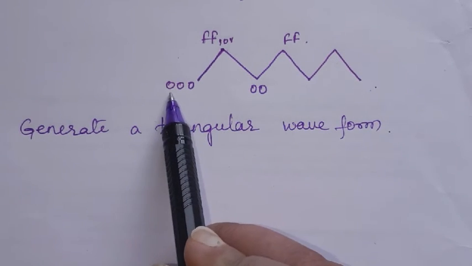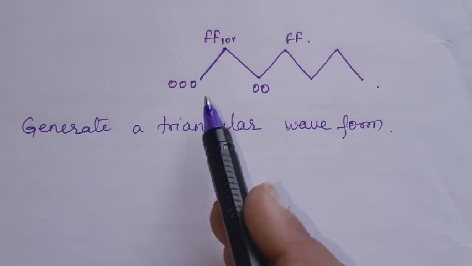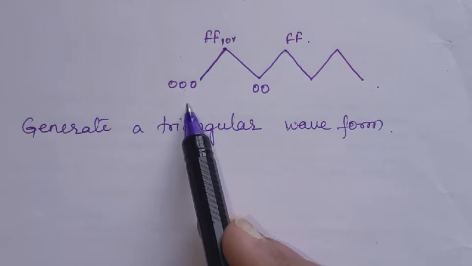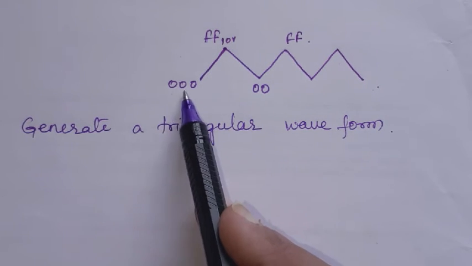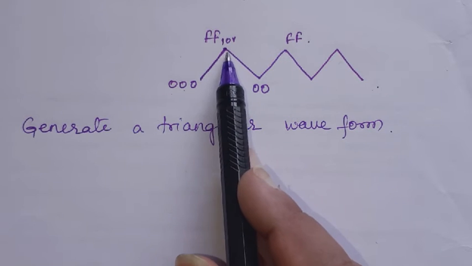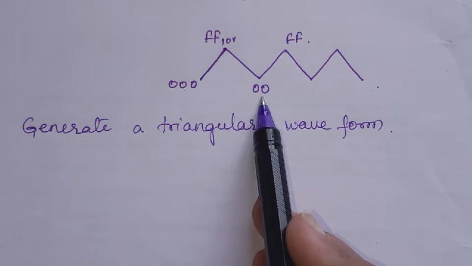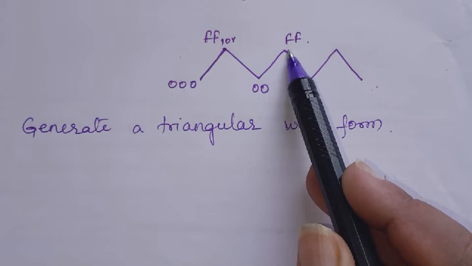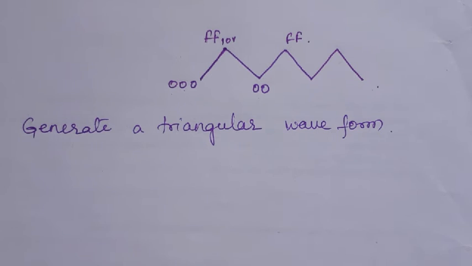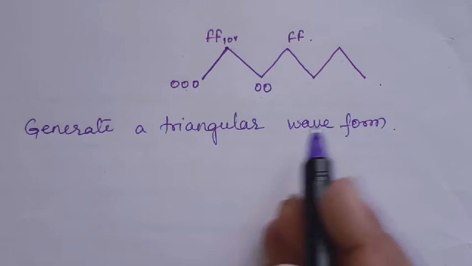So to generate this triangular waveform, what we need to do is first initialize the digital input to 00, gradually increment this 00 till FF. Once it reaches FF, then again decrement continuously till it reaches 0. Once it reaches 0, again increment to FF and so on to generate a triangular waveform. Now let's see how we can write a program for this.